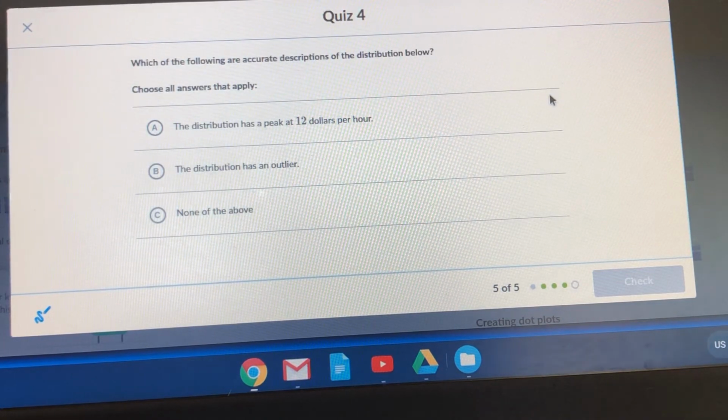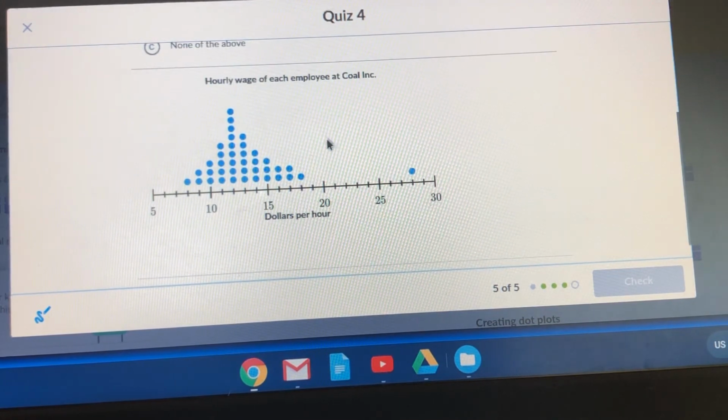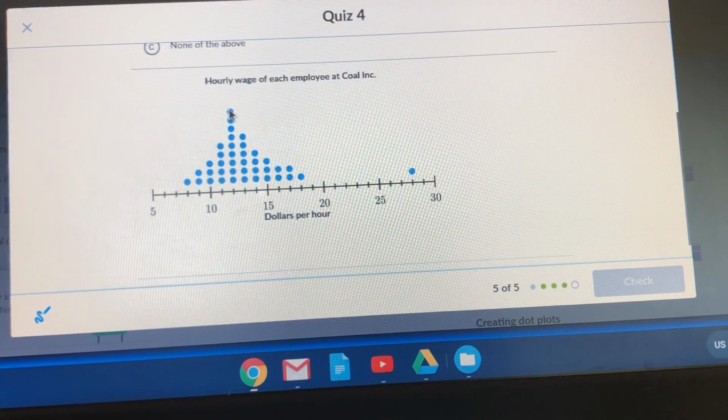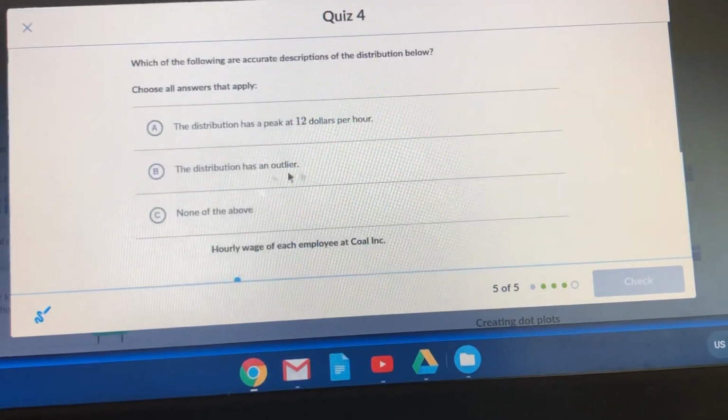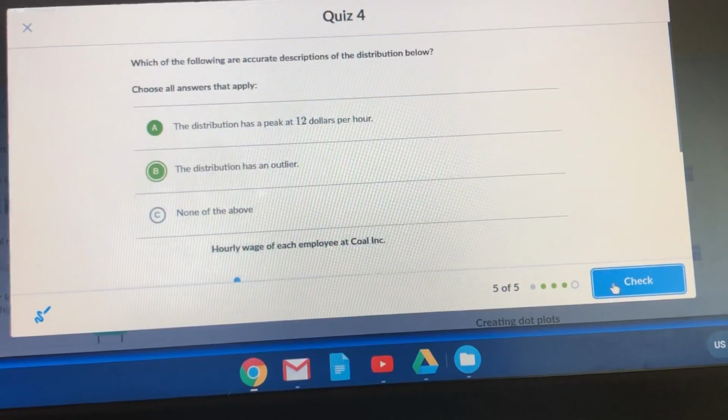Which of the following are accurate descriptions of the distribution? So I'm looking for a peak at 12 or an outlier. So this has a peak right at 12. There's the highest peak or the mode, and it has an outlier. So this has both a peak and an outlier.